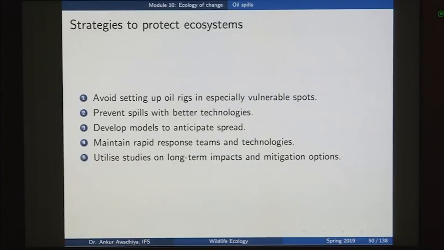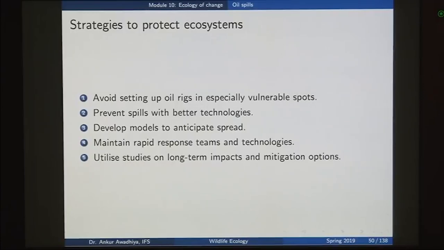But then the most prudent strategies are to avoid setting up of rigs in vulnerable spots, prevent spills with better technologies, develop models to anticipate spread so that you are able to concentrate your efforts on those areas that will be more susceptible, maintain rapid response teams and technologies, and utilize studies on long term impacts and mitigation options in all of your oil operations.